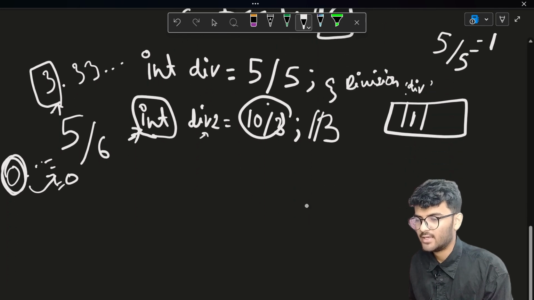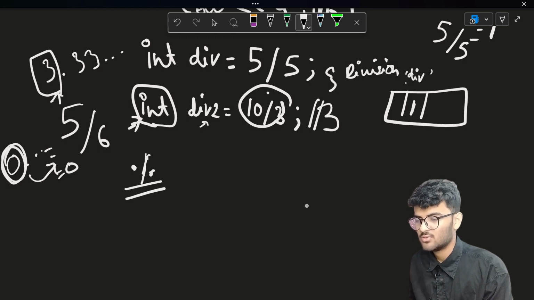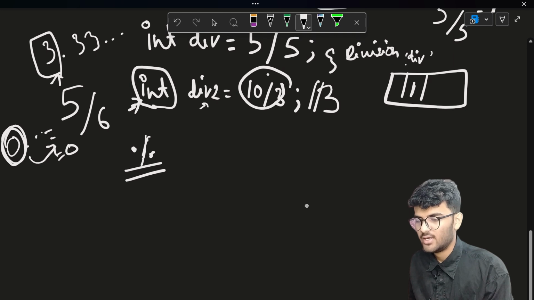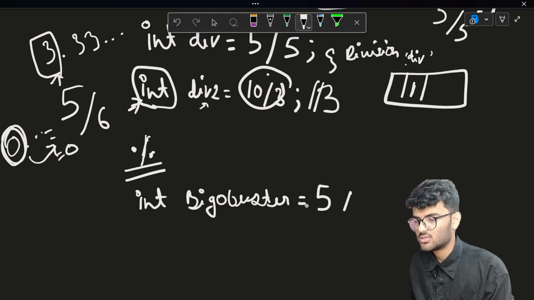And taking the example of the modulo operator, this is also very important. Let's say integer bigger is equal to 5 modulo 2. So what does it mean?